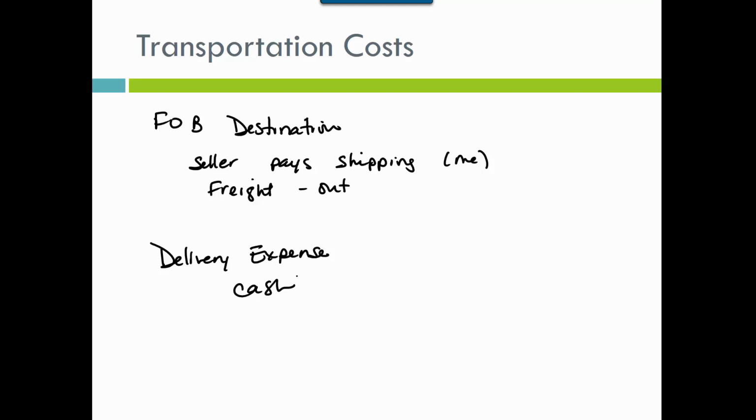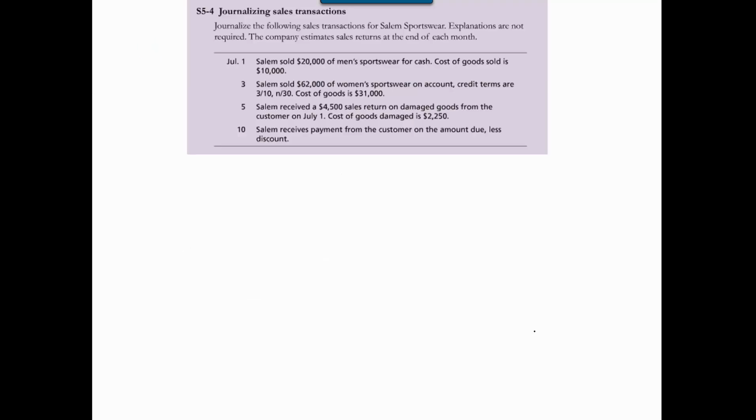So let's do a couple transactions here. 5.4, journalize the following sales transaction for Salem Sportswear. The company estimates sales returns at the end of the month. So what that means is we can assume they've already put money in that refunds payable account. So on July 1st, let's hope I can fit all these in here. July 1st, Salem sold $20,000 of men's sportswear for cash. Cost of goods sold is $10,000.